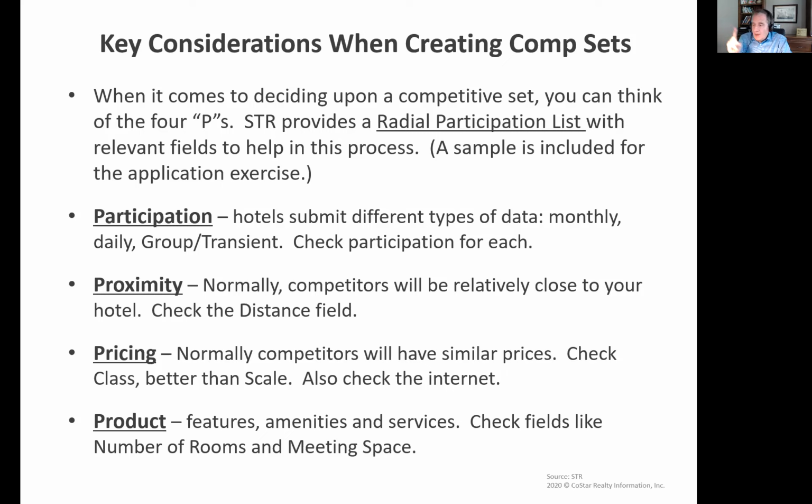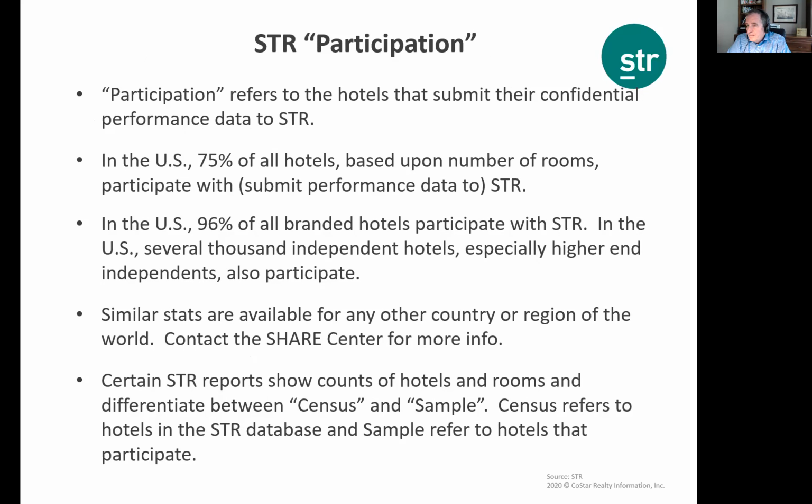Final P, product. Here's where we're talking about the features, the amenities, and the services. If you have a spa, you'd probably be looking at competitors that have spas as well, and so on and so on. If you have a lot of meeting space, you're going to be looking at hotels that have a lot of meeting space. If you have 500 rooms, and there's a hotel across the street that has 50 rooms, probably not really a competitor. So those are examples of fields that we're using when it comes to product.